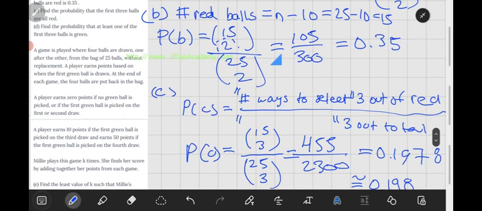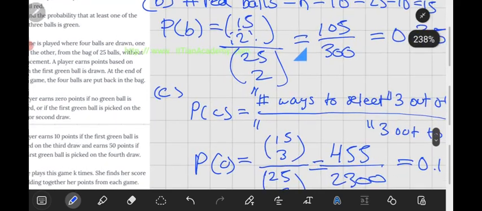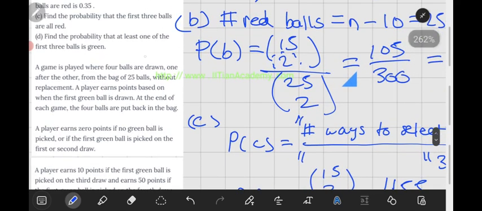Now, for our next question, we're asked to find the probability that at least one of the first three balls is green.